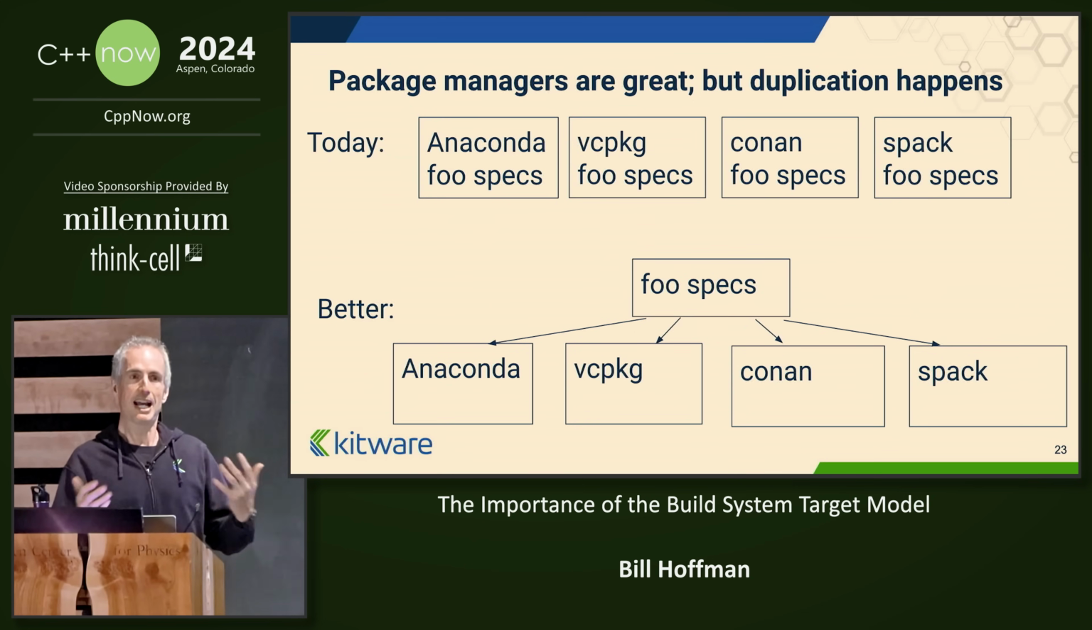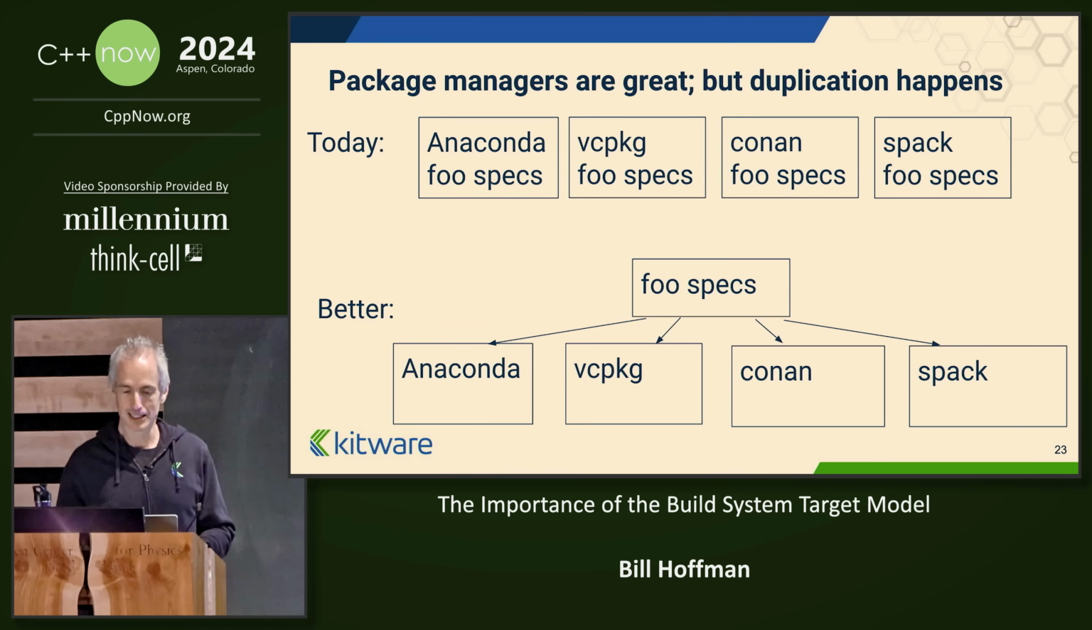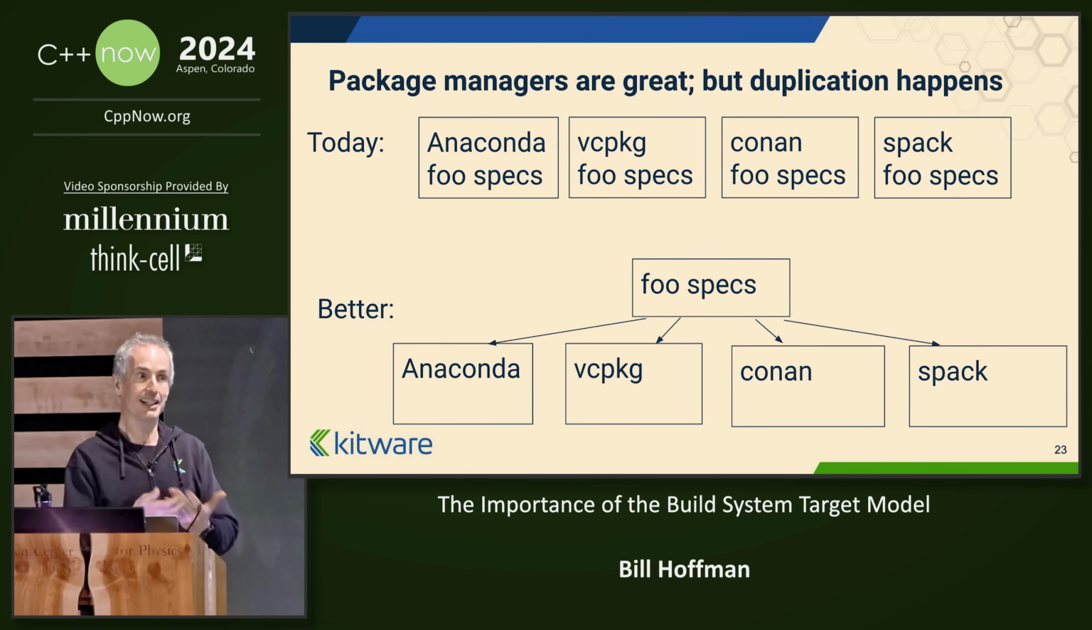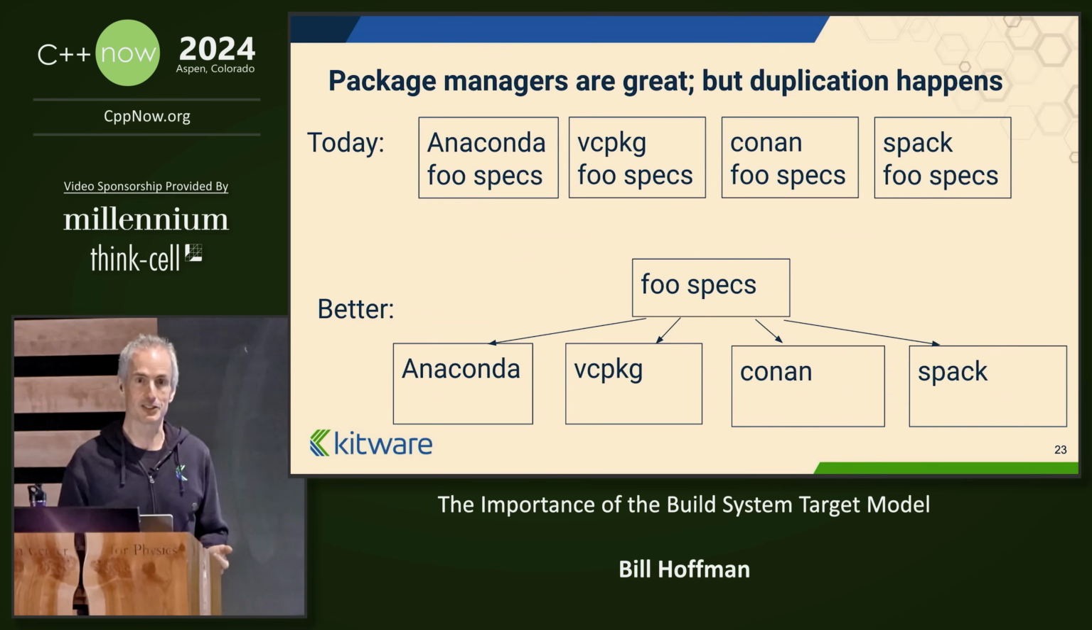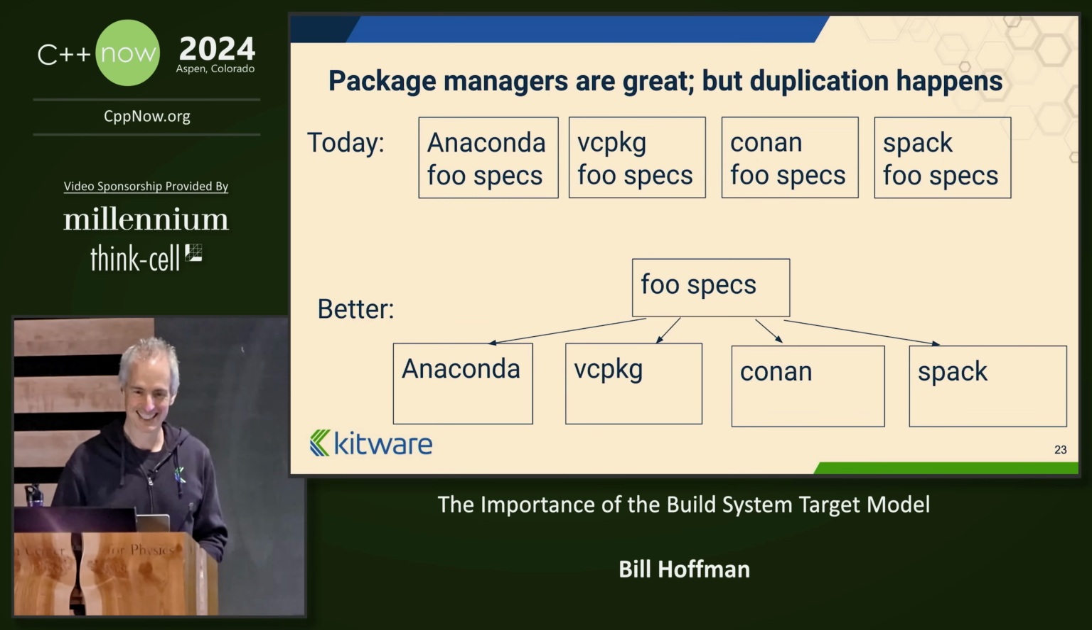So for each package manager, and then for each package in them, there's a whole bunch of recipes for each of them. So wouldn't it be better if the specs for foo were instead communicated from the original author out to the different package systems? Do I have hands? Do we agree that this would be a better world? Yes, consensus. I'm not exactly sure how we're going to get there, but we definitely want to get there.